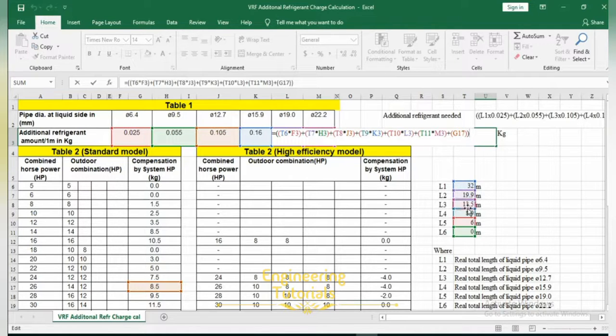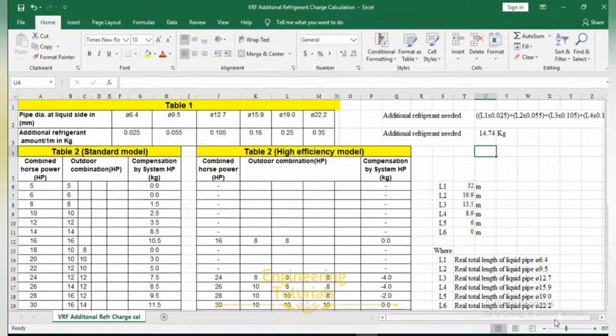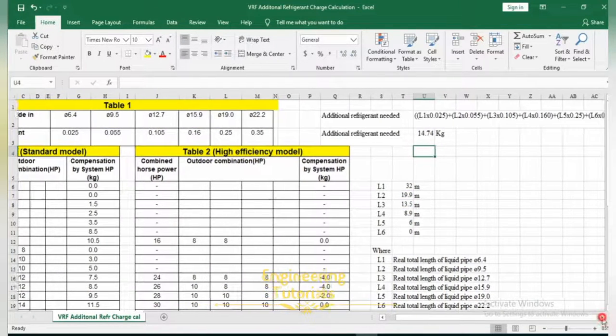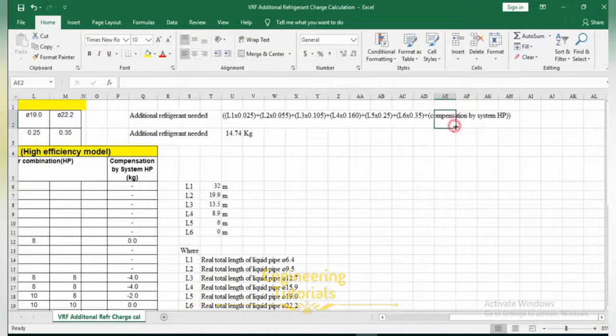Since we have 13.5 meters used in our project, 13.5 into 0.105 will give you the additional refrigerant charge needed due to the diameter 12.7 mm having a length of 13.5 meters. All of this you have to add, and then in the last, as I told you, you have to add the compensation by the horsepower of the system.